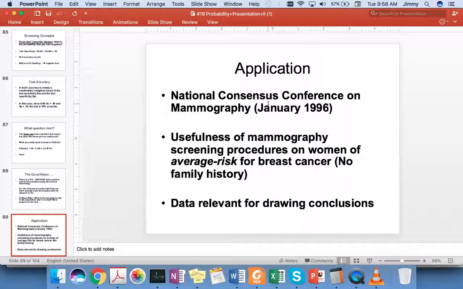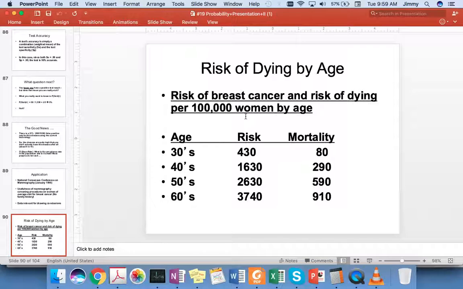So an application of this is the National Consensus Conference on Mammography, on the usefulness of screening procedures for women of average risk for breast cancer with no family history. The data relevant for drawing conclusions are basically the risk of breast cancer and the risk of dying per 100,000 women by age. So here is your risk index and your mortality index. The trend you can see is that it increases with age.